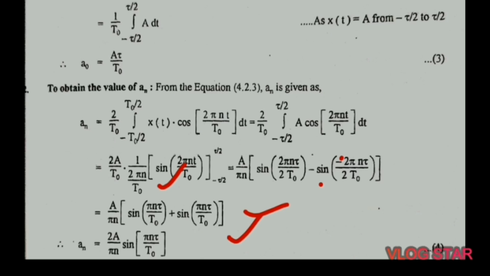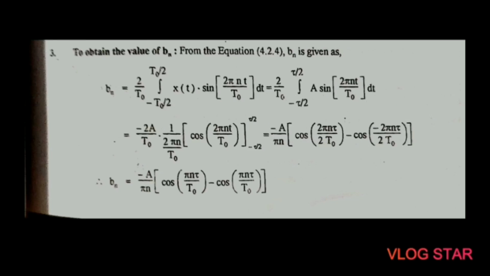Then at the final step, sine of pi n tau divided by t0 plus sine of pi n tau divided by t0 becomes 2 into sine of pi n tau divided by t0. Okay, so here finally we can calculate the value of an. In the next step, obtain the value of bn.